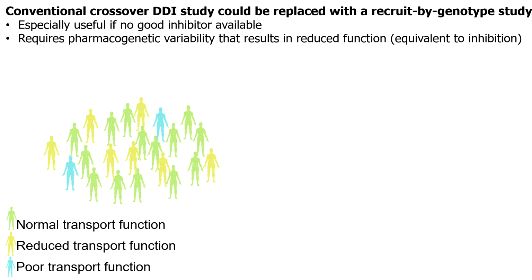But if we lack this kind of selective or strong inhibitor, an alternative approach could come from pharmacogenetics. So we could do this kind of recruit-by-genotype study. A requirement for this, of course, is that we have this pharmacogenetic variability in the transporter that we want to study. That's a prerequisite for this. So we have individuals with genetically determined variability in their transporter function.